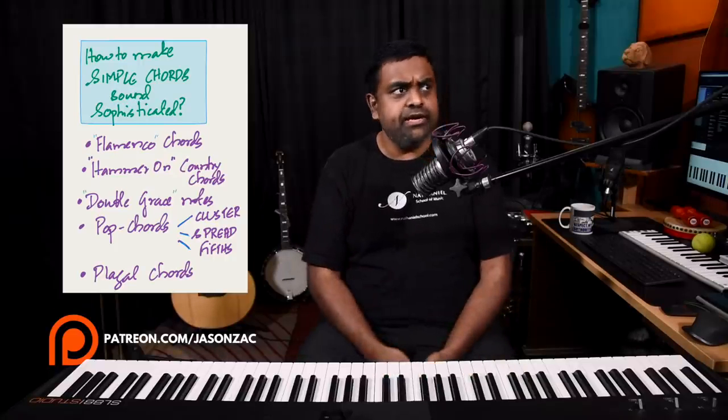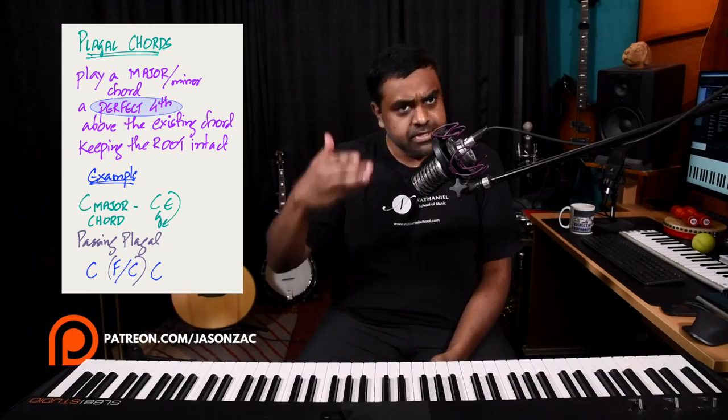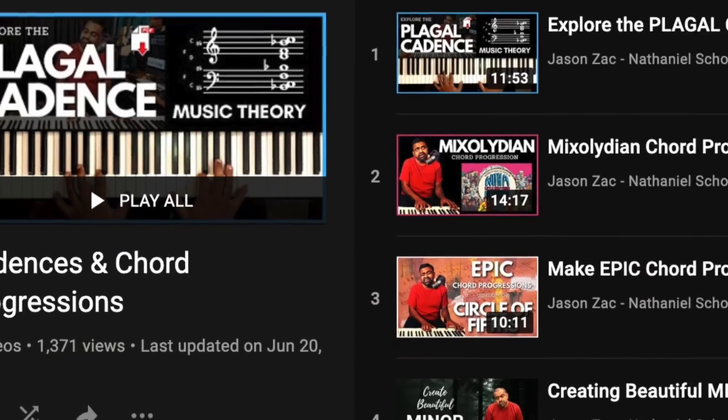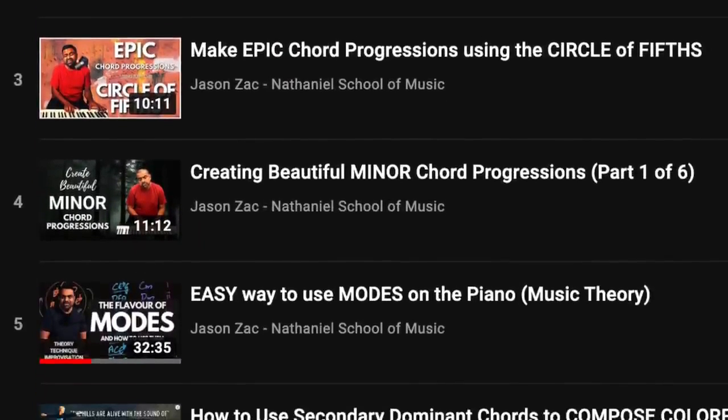Right, so let's move on. I have one more approach to make chords a lot more sophisticated and exciting. Right, so this approach is basically what I call Plagal chords. Okay, Plagal chords are derived from the Plagal cadence, of which we have enough and more YouTube videos explaining the concept, including how the Plagal cadence and the circle of fifths work together.